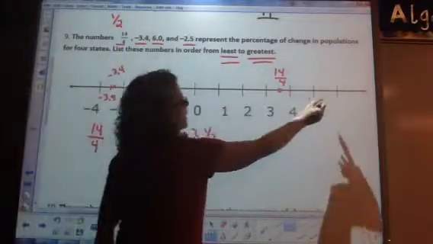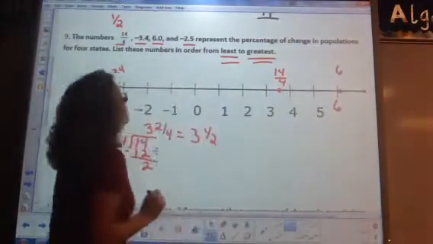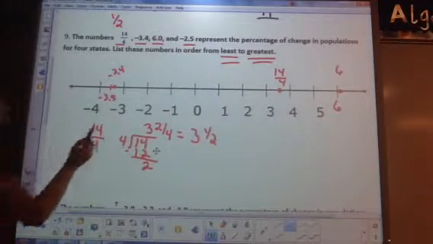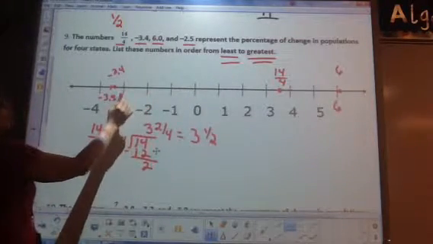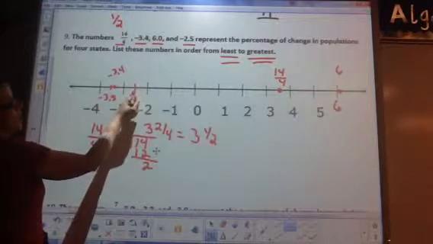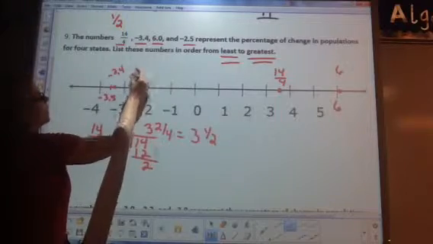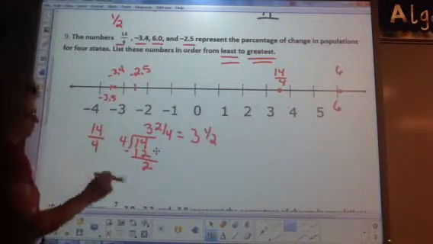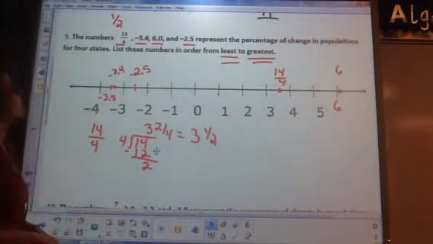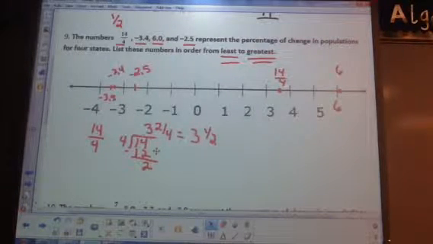6 is this tick line right here. So that's 6. And then negative 2.5 is going to be between negative 2 and negative 3, halfway there, because 0.5 is 5 tenths, which is 1/2. So this here is negative 2.5. So that's how you would order these from least to greatest on a number line.